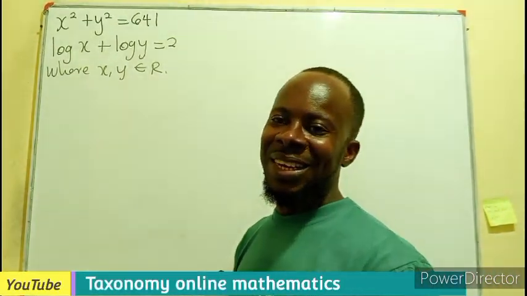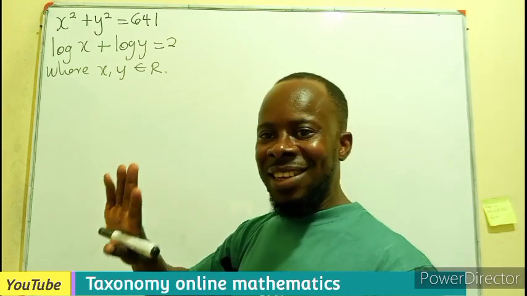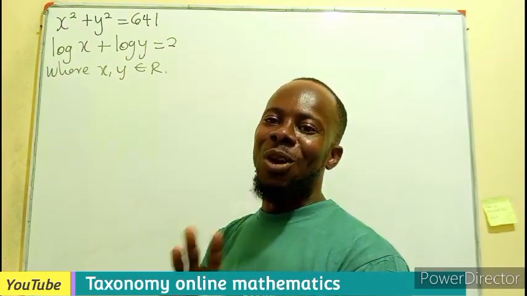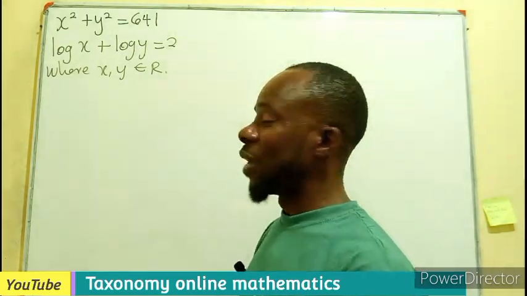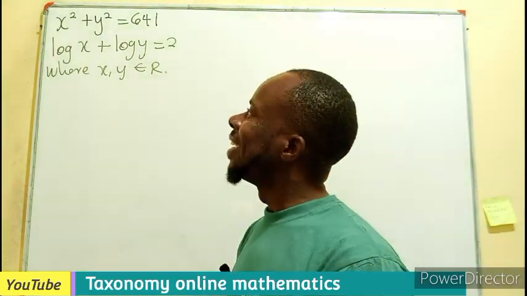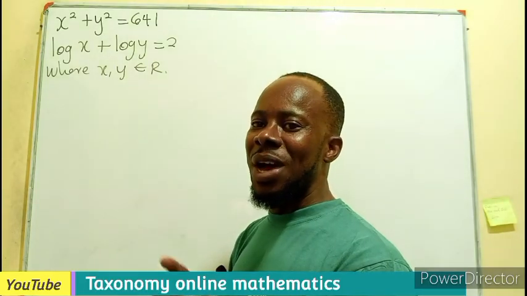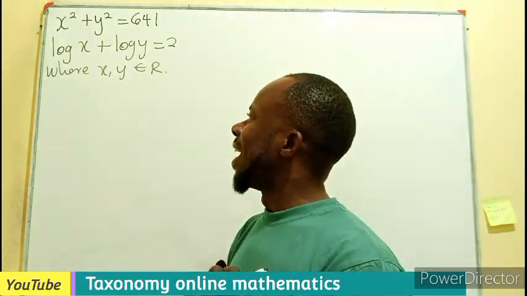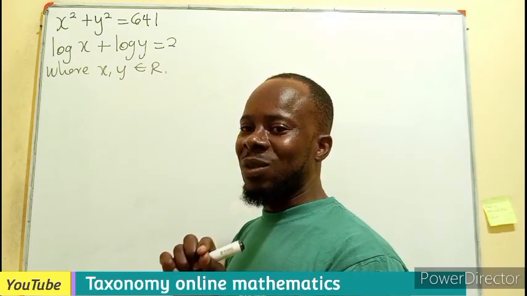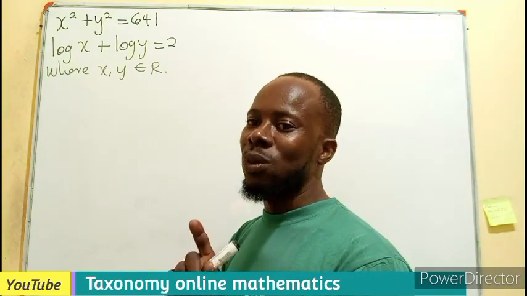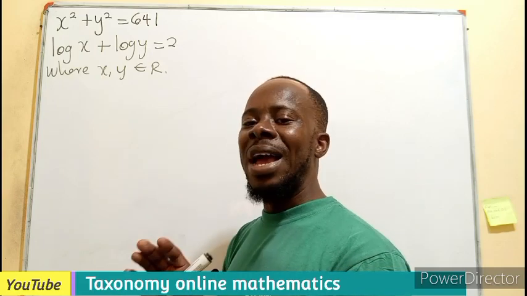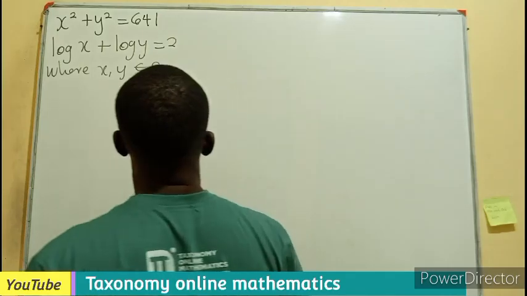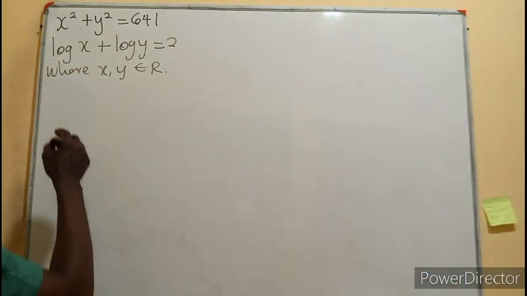We have a question under, let's say, simultaneous equations combining with logarithm. We have here to solve for x and y in x squared plus y squared equals 641, and log of x plus log of y equals 2, where x, y belong to the real numbers. All right, so let's see how we can do this.